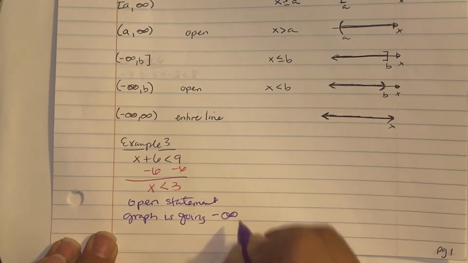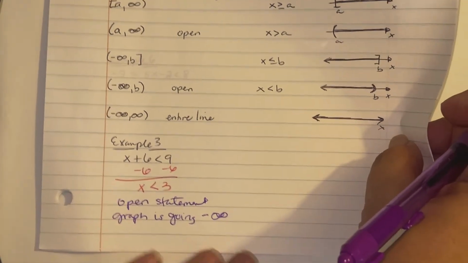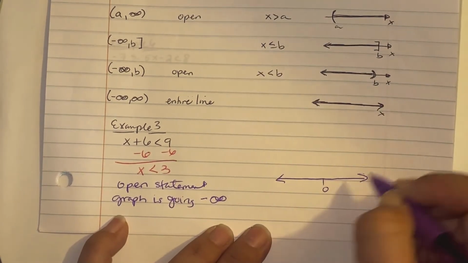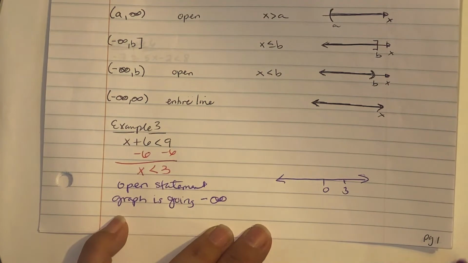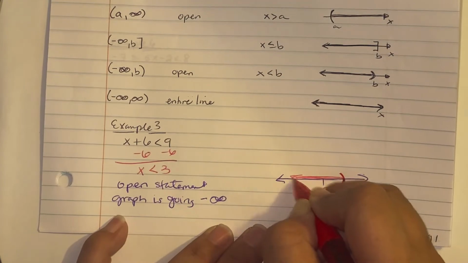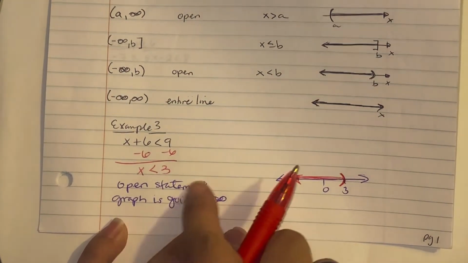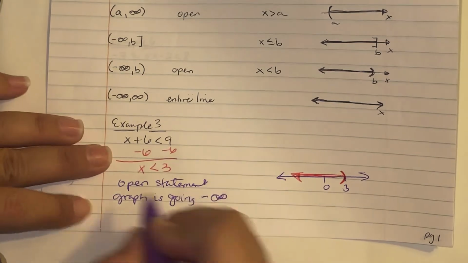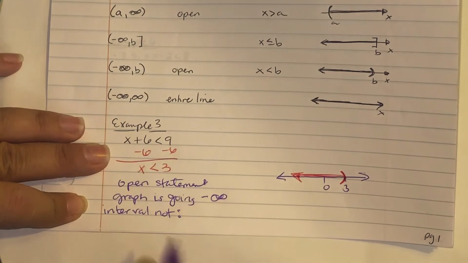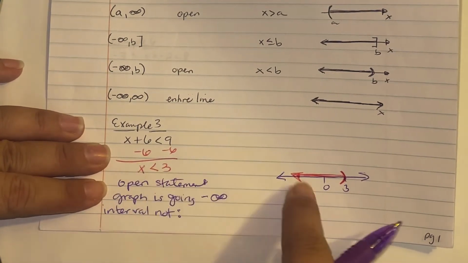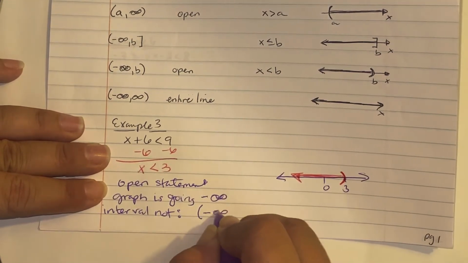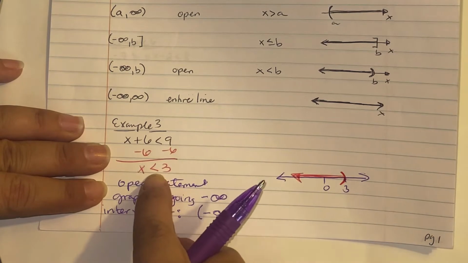So when we go to graph it, here's 0, here's 3 to start. You can use a parentheses, and it's going to negative infinity. To write it as interval notation, notice that it says x is less than 3, and we said we are going to negative infinity. Negative infinity is on the left, so parentheses, negative infinity, comma, 3. Because there was no line to include it, you also use a parentheses.